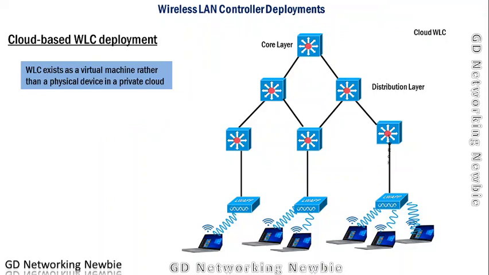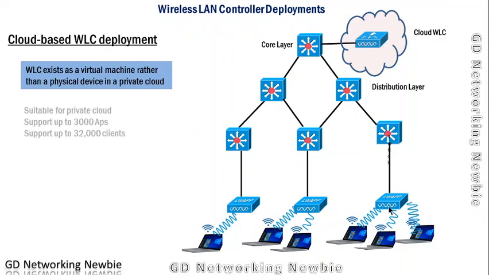Next we have the cloud-based WLC deployment. In this case, the WLC exists as a virtual machine rather than a physical device, in a private cloud. We deploy our wireless LAN controller in that cloud, and it controls all these access points. This is suitable for a private cloud, and supports up to 3,000 access points and up to 30,000 clients. So 3,000 access points can be controlled by a single wireless controller somewhere in the cloud.